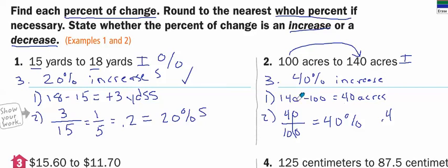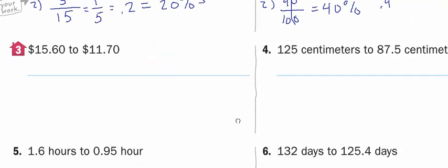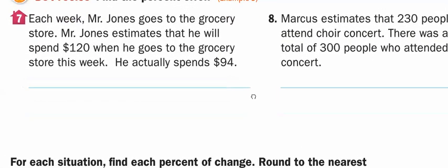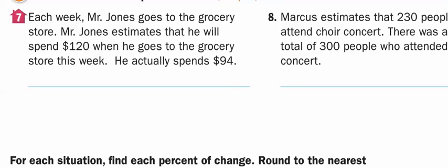Alright? So now let's take a minute, if we can, and look at one of the story problems where it's percent error, because it works similar to this. Let's scroll down the page, and look at number 7. It says each week Mr. Jones goes to the grocery store. Mr. Jones estimates how much money he's going to spend when he gets there. He estimates that he's going to spend $120. Now remember, that's his estimate, not the real amount. When he goes, he actually spends $94.